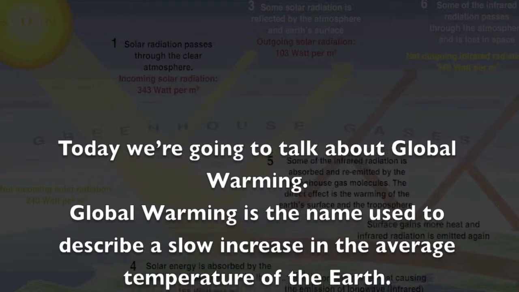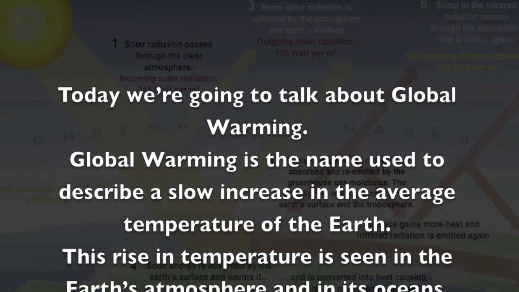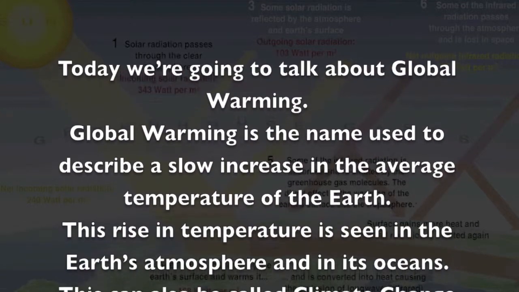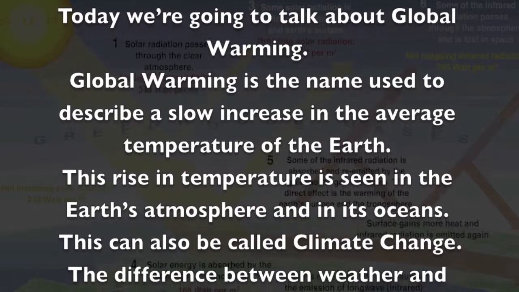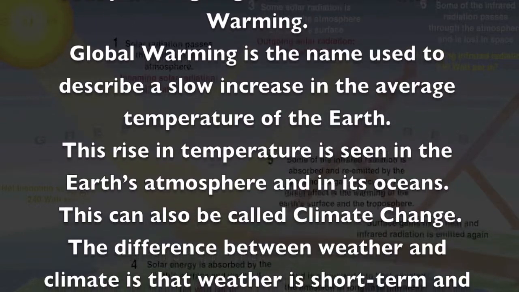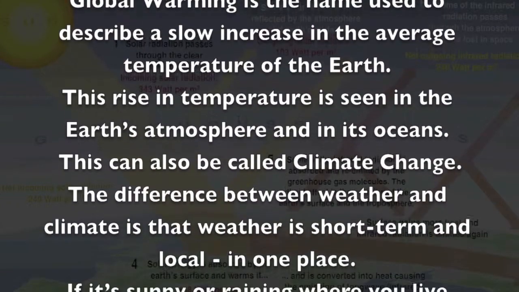Today we're going to talk about global warming. Global warming is the name used to describe a slow increase in the average temperature of the Earth. This rise in temperature is seen in the Earth's atmosphere and in its oceans. This can also be called climate change.